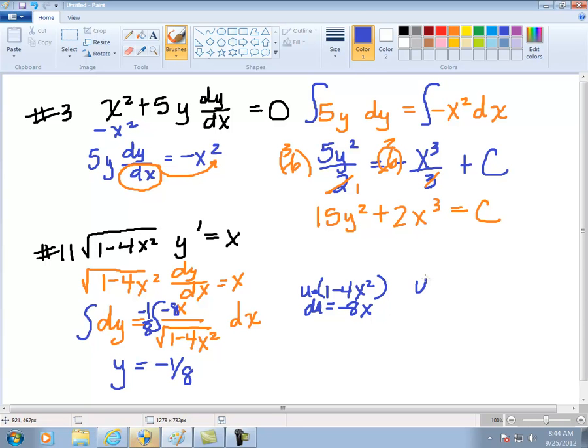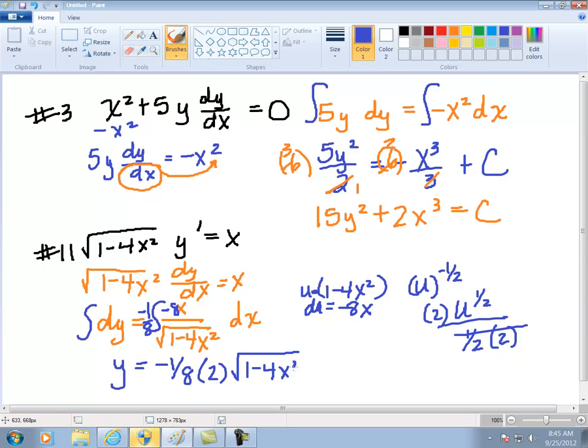And now I have u to the negative 1/2, because that's in the denominator. So the integral of this is just going to be u to the 1/2 divided by 1/2. In other words, this becomes 2. When I move this up to the numerator, multiply by 2, this goes away. And then u to the 1/2. Well, my u is just this, 1 minus 4x squared. And then I have to have my constant.